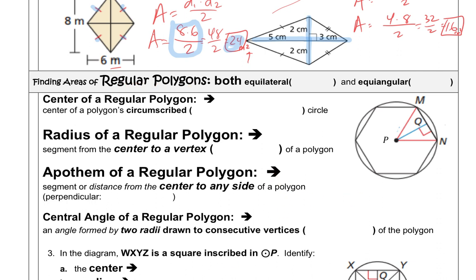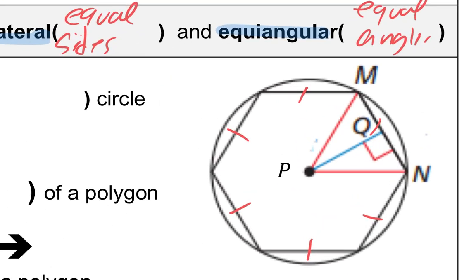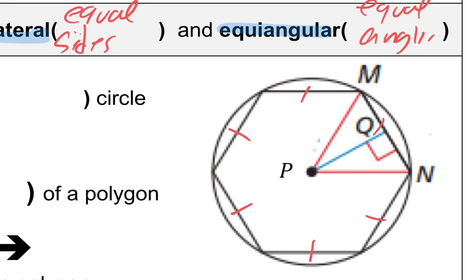So what does regular mean? Okay, regular means both equilateral, which means what? Equilateral means equal sides, right? Equal sides. And then equiangular means equal angles, right? So if we're dealing with a regular polygon like this, where it says equal sides, we can mark that by having a tick mark on each one, right? That shows that all these sides are the same, right? And then if we say that they are equiangular, we can show that by having the same single arc on each one, right?